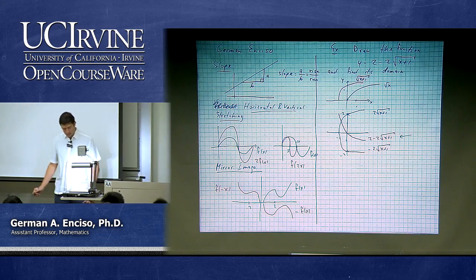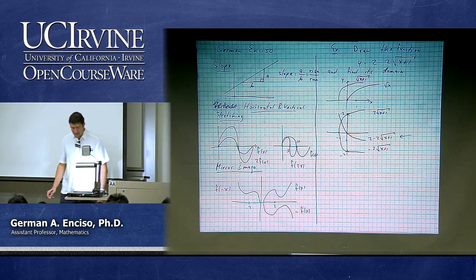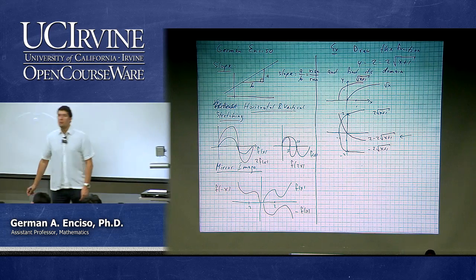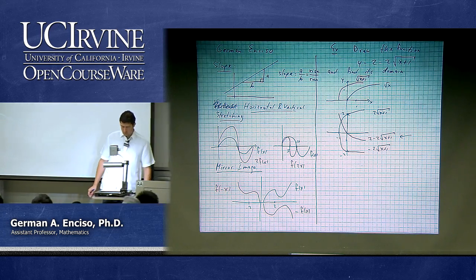This graph. What do you think is the domain of this function? X bigger or equal negative.